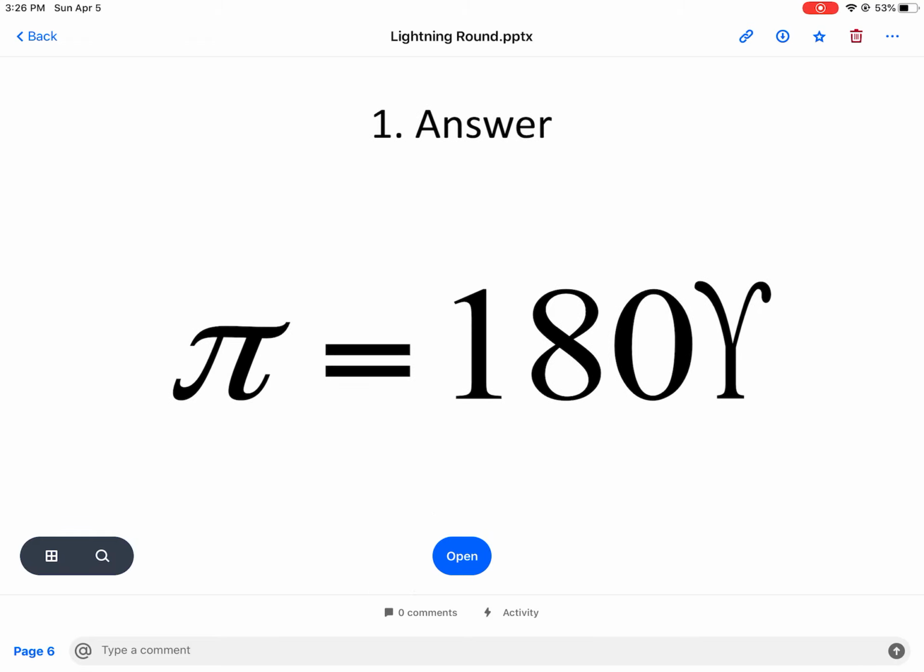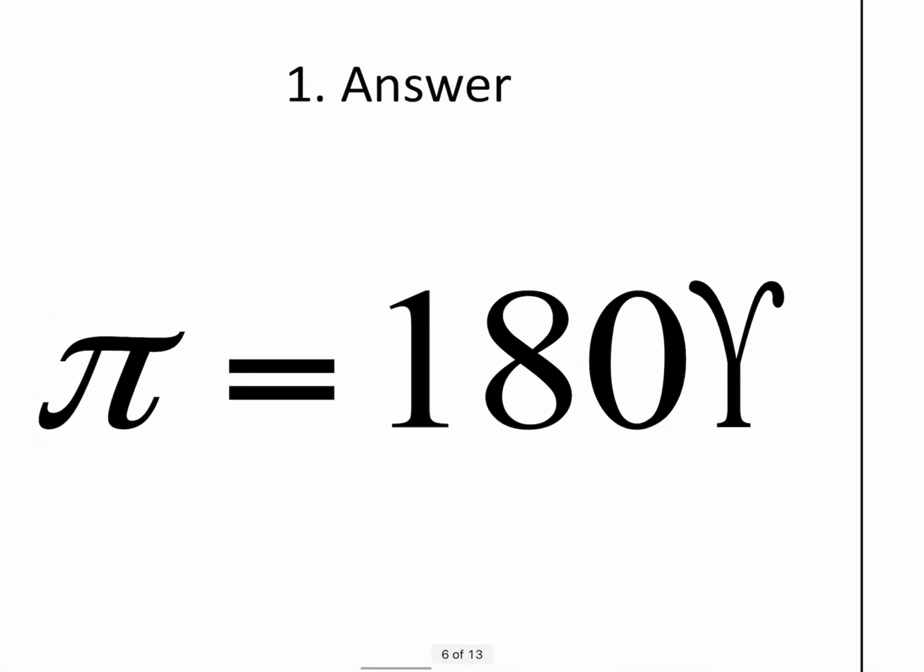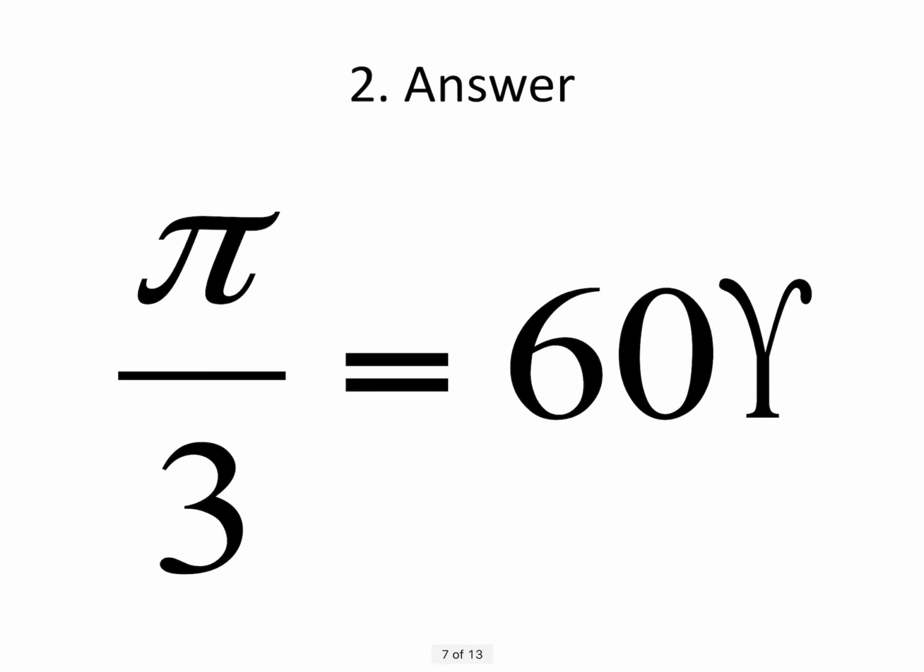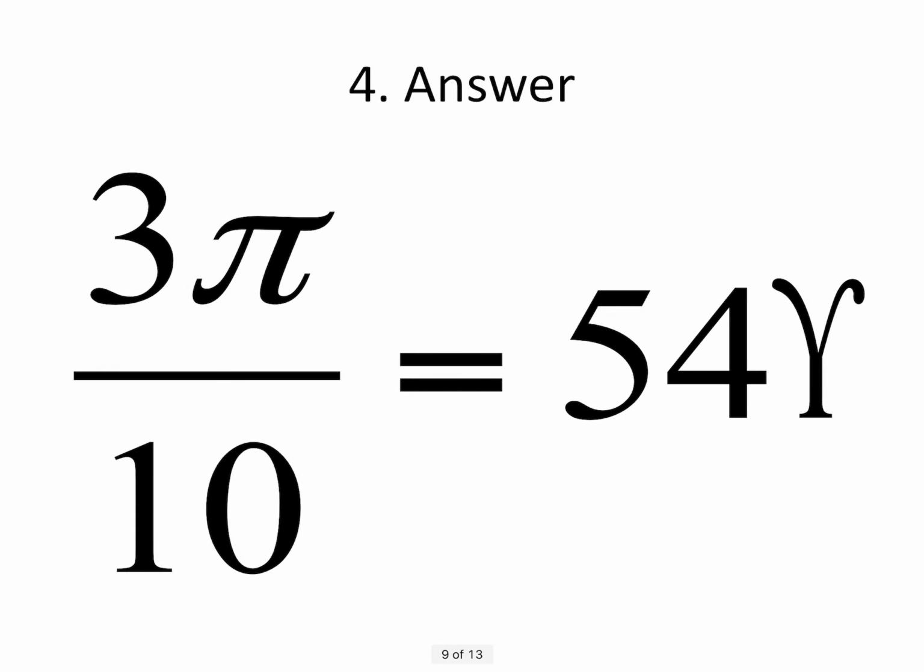And getting our answers, oh man, it put this weird symbol again. I don't know why it does that. It should be a degree symbol, not this symbol here. And for problem 2, make sure you're checking your work. It should be 60 degrees, 300 degrees, and 54 degrees.